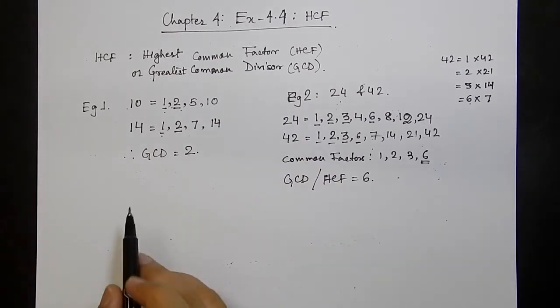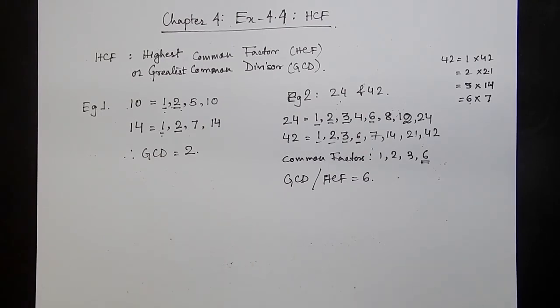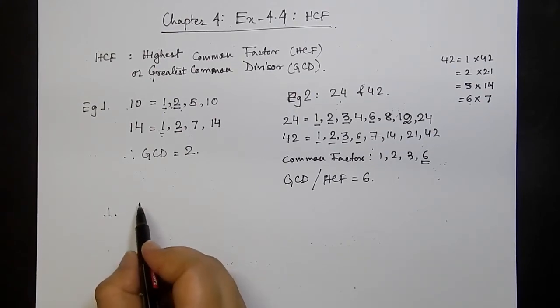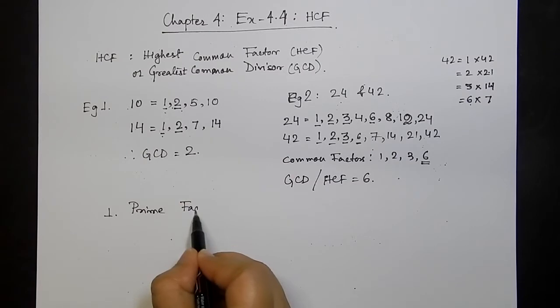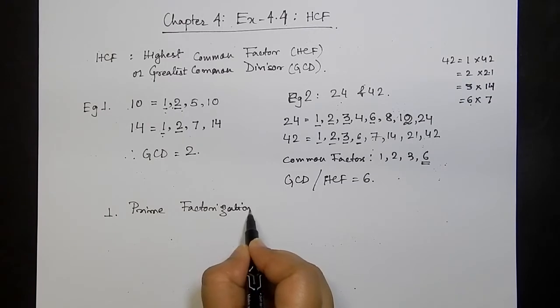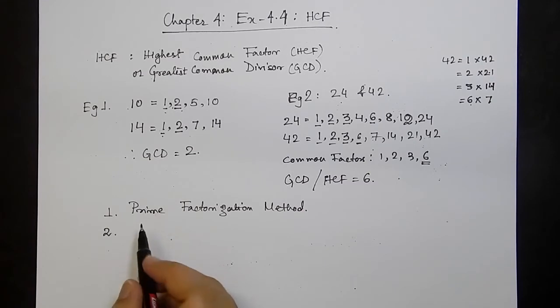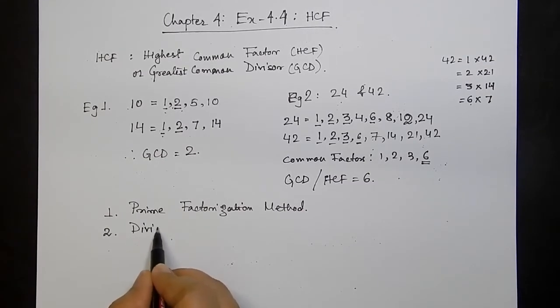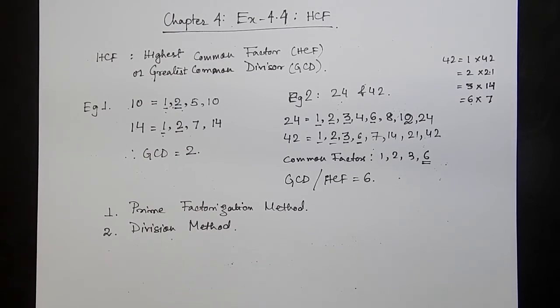Now in order to find the HCF of two or more numbers, it can be any number in the group, there are two methods. One is called the prime factorization method, and the other one is the division method. Let us start with the prime factorization method.